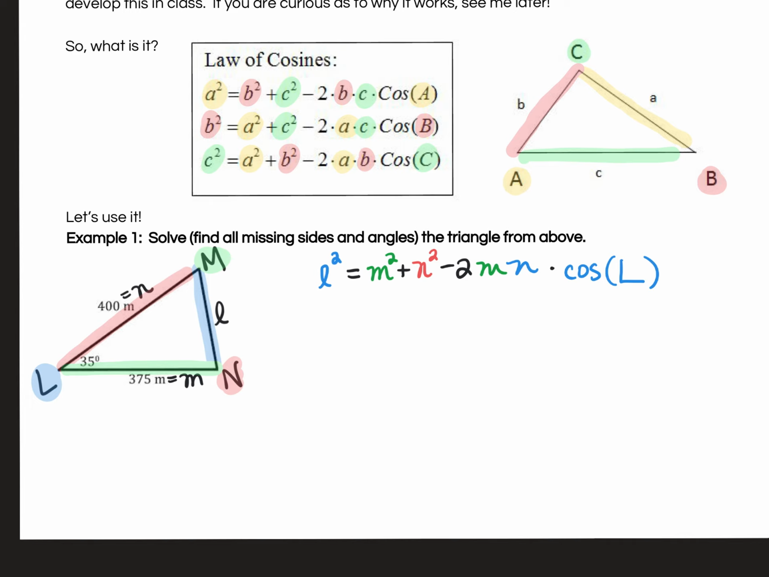Now I just need to fill in the information that I know. Because I knew that angle was 35 degrees, that's how I chose to use that angle. That was the only angle I was given, so I chose that angle. All right, so now let's fill in what we know.